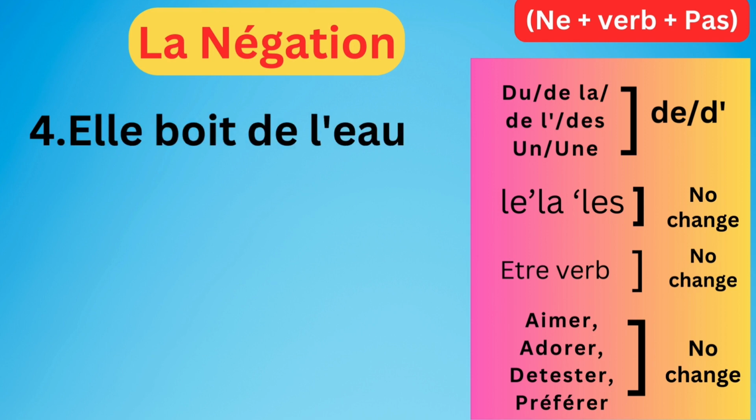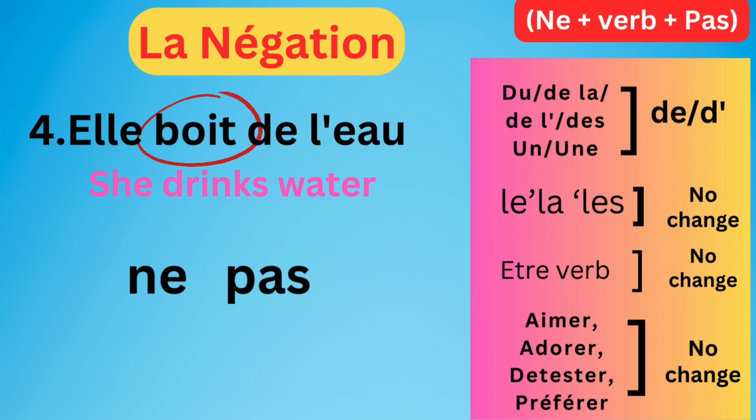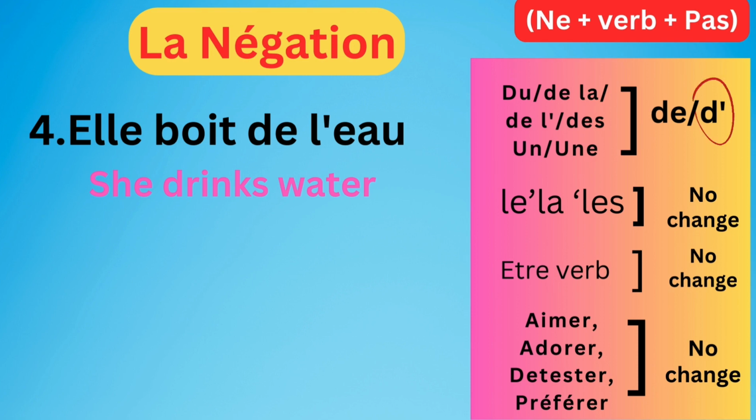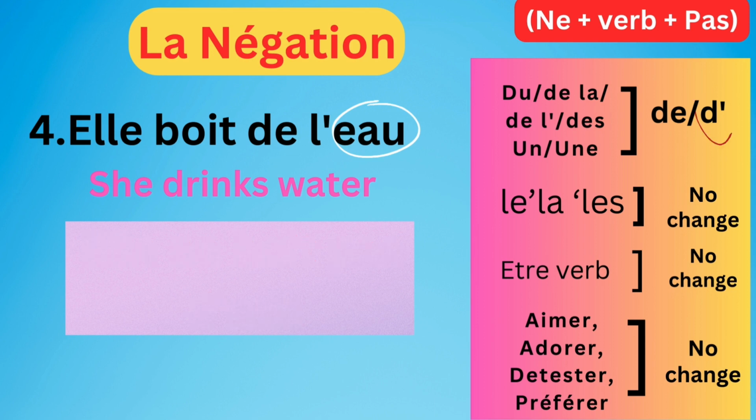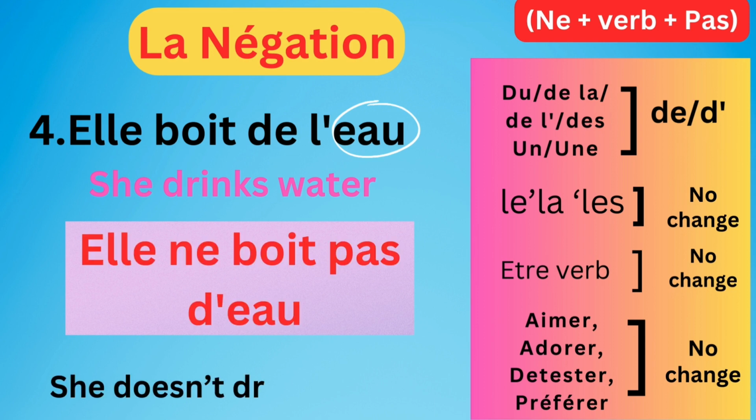Now come to the fourth sentence. Elle boit de l'eau. She drinks water. The verb is boire. So we write ne before the verb boit and pas after the verb. Now comes the partitive article rule: "de l'" changes to "d'" because the word eau starts with a vowel. So we write Elle ne boit pas d'eau. She doesn't drink water. Now come to the next rule.